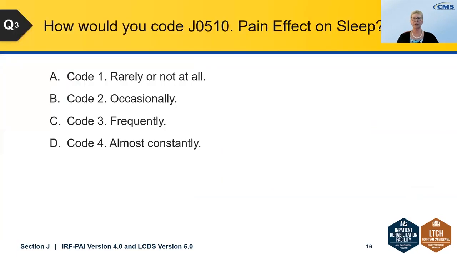How would you code J0510? Would it be option A, code 1, rarely or not at all, B, code 2, occasionally, C, code 3, frequently, or D, code 4, almost constantly? And our poll is open, so I will give you a chance to review those answers and make your selection.